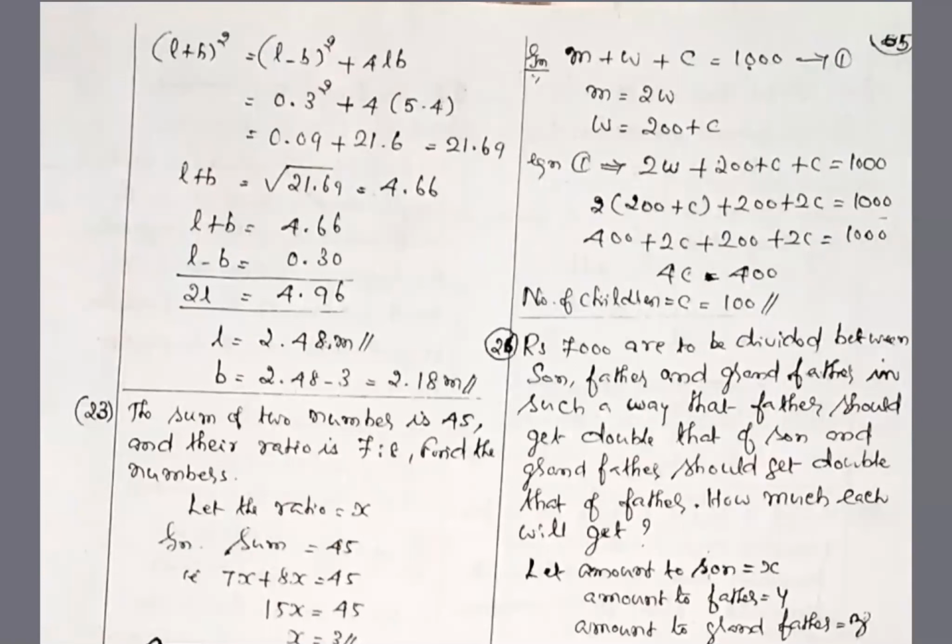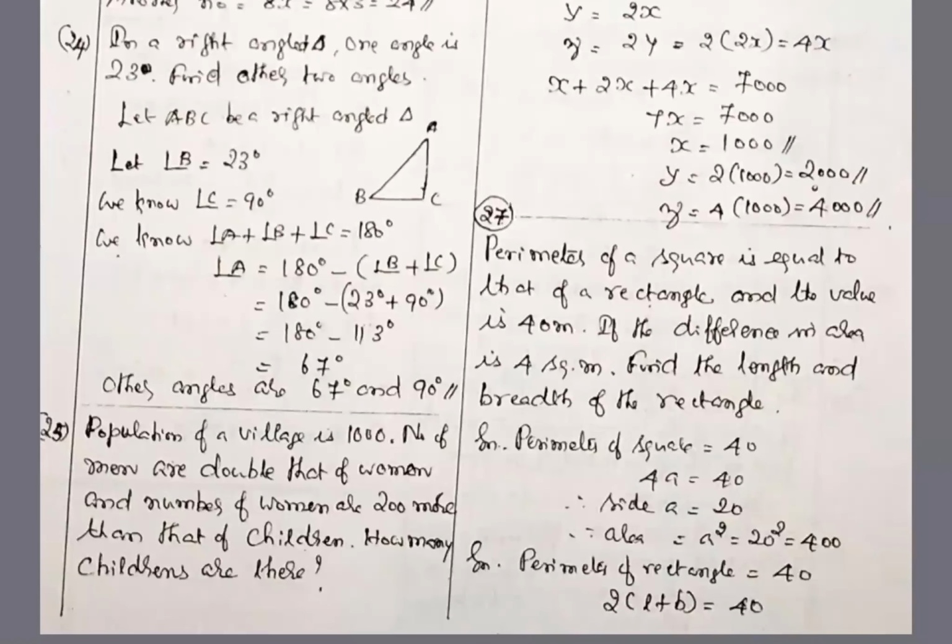So population means men, women, children: M plus W plus C is 1,000. M is 2W, then W is C plus 200. So form the equations like that. M is equal to 2W, W is equal to C plus 200. So they told three conditions. Then from solving equations 1, 2, 3, you will get the M, C, and W values. Similar to problems 21 and 20.